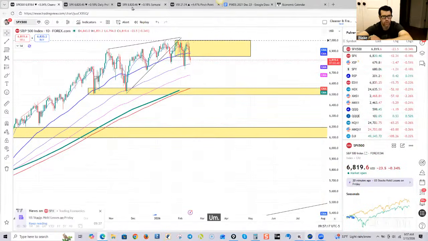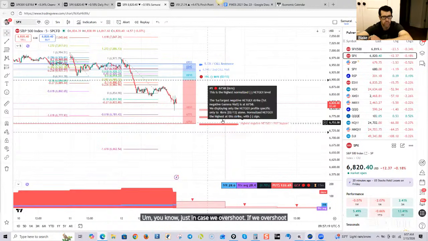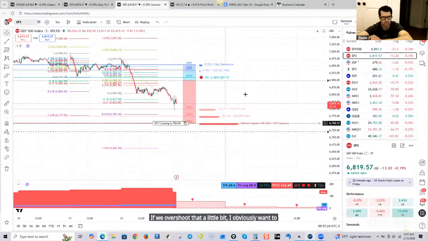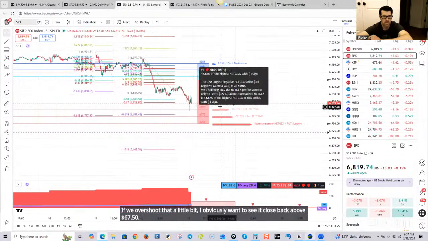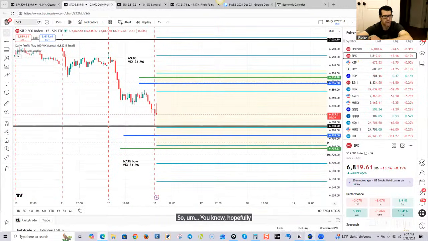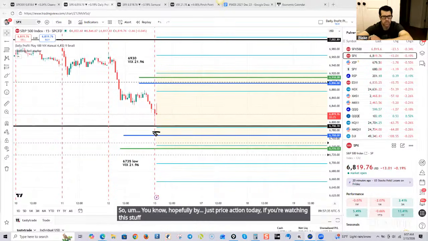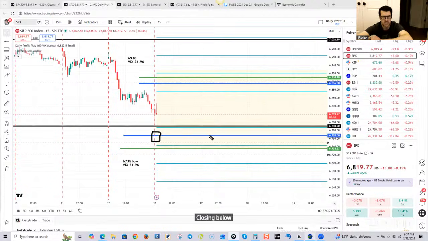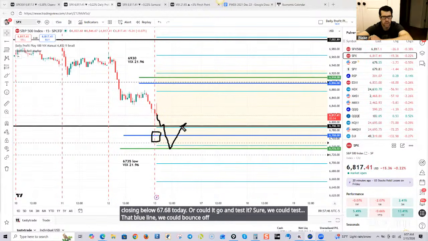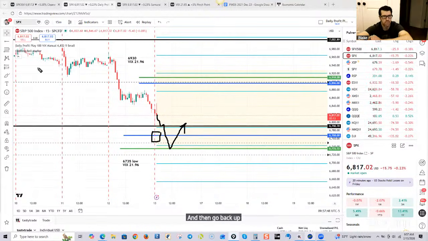Just in case we overshoot the 67.50, which is a pretty large gamma level, if we overshoot that a little bit, I obviously want to see it close back above 67.50. So hopefully by just price action today, if you're watching this stuff, we really shouldn't see price closing below 67, 68 today. But could it go and test it? Sure. We could test that blue line. We could bounce off 67.50 and then go back up for the day.